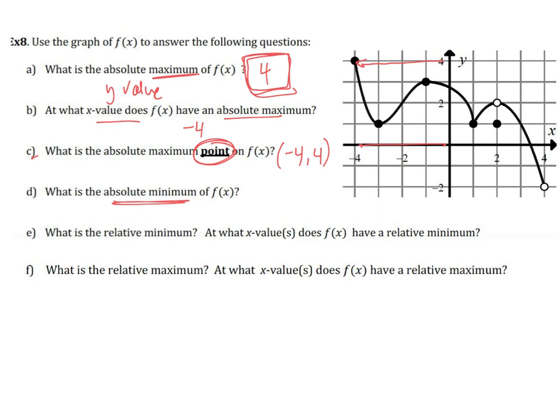Now in this particular graph, what is the absolute minimum of this function? Well, you go to the ultimate lowest point and you go, wait a minute, it's an open circle. And if it's an open circle, that means we do not have an absolute minimum, so therefore it does not exist. Now, what are the relative minimums, and at what x values do the relative minimum occur?